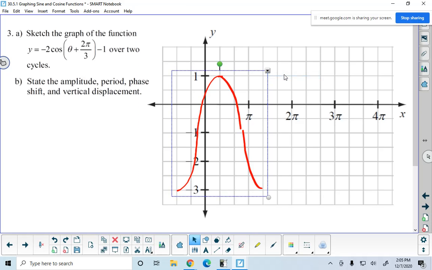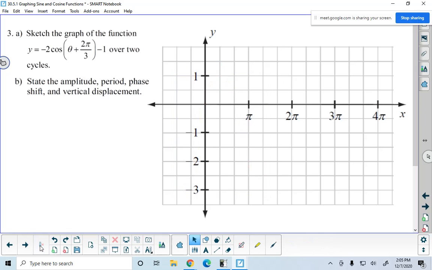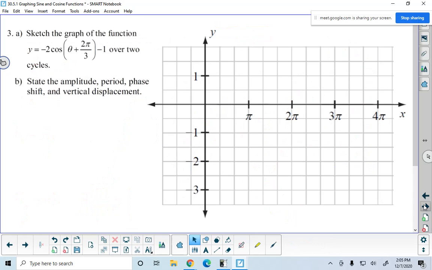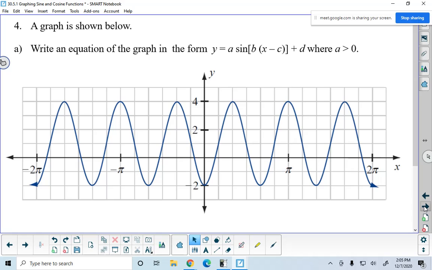Okay, so now the next question is, I'm going to skip over that question. We're going to do the final question, which is question 4. We've done enough graphing. We have to come up with the equation of this graph. It says write an equation of the form y equals a sine b bracket x minus c plus d.